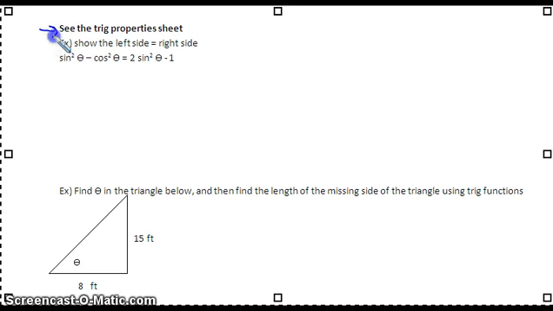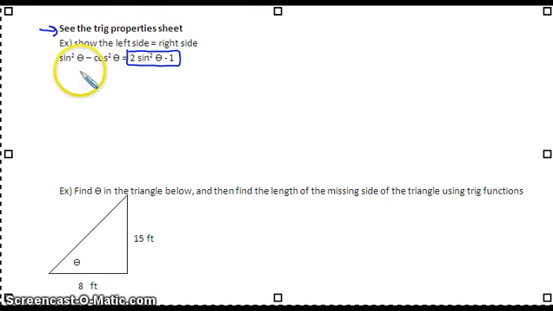Okay, we're still going to be looking at our formula sheet. This problem says, show that the left side equals the right side. So I already have my answer. This is the right side. This is what I want to try to reduce the left-hand side down to get to. So as I look at this, I cannot move anything over to this side. I need to just look at this information.